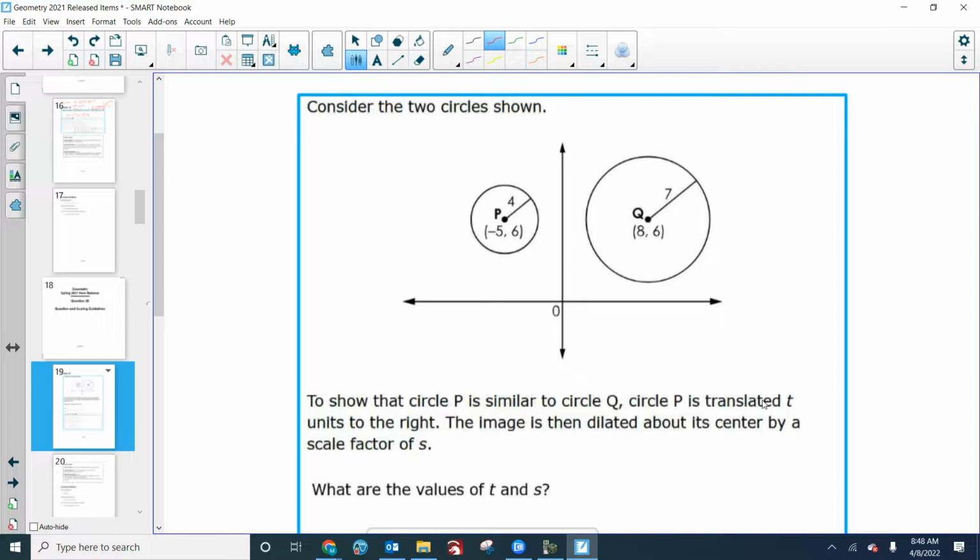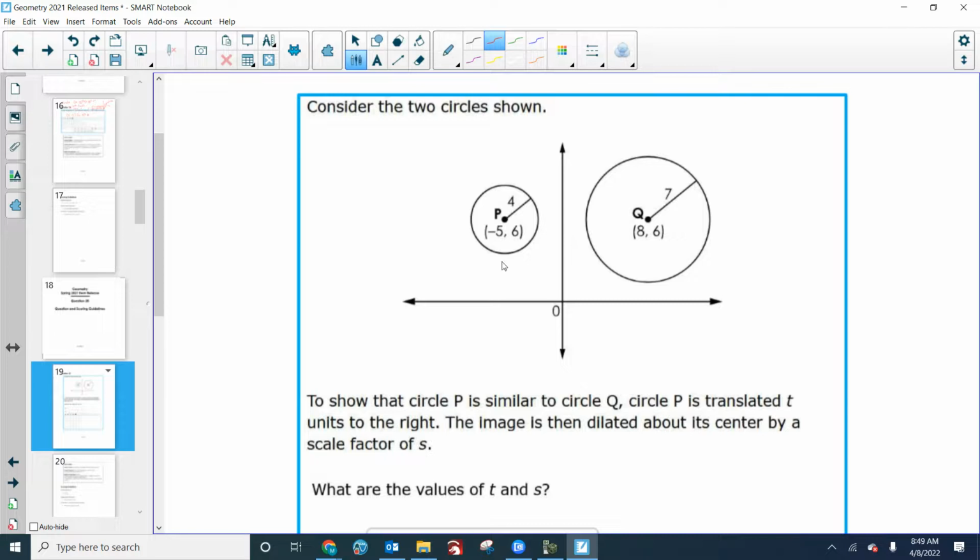To shift. So circle P is similar to circle Q. Well, we knew that. All circles are similar, aren't they? They all have the same shape, just different sizes. Circle P is translated T units to the right. The image is then dilated about its center by a scale factor of S. How many get lost in the words? Nobody? Oh, wow. You guys are good readers. I would have if I was in high school.